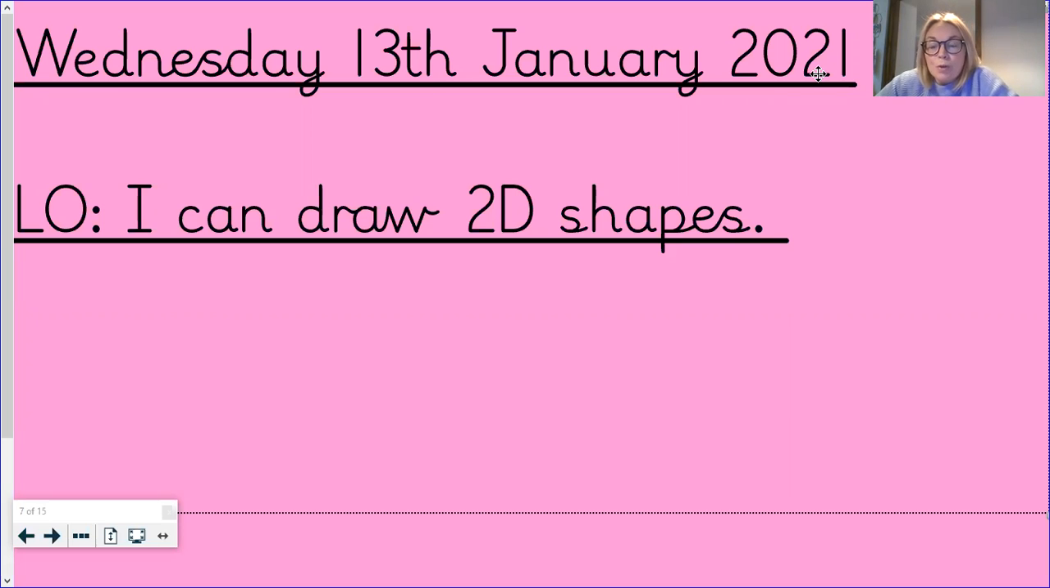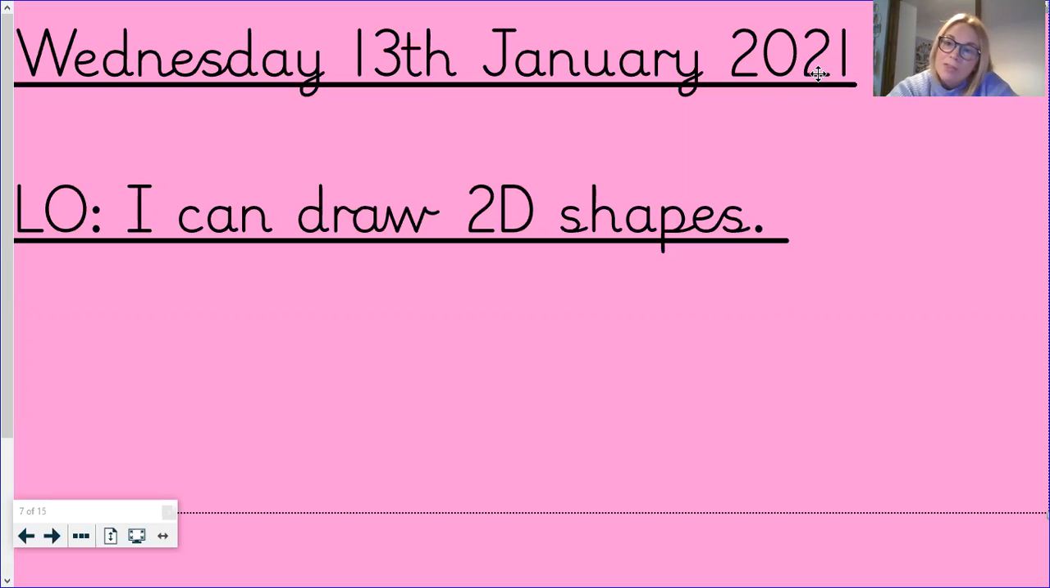I'm going to talk you through your pink sheet for today. As I've said on previous days, have a look at the main sheets in the star for each day. If that's a little bit tricky, have a go at the pink sheet instead, and I'm going to talk you through now what you need to do. So the learning objective is I can draw 2D shapes.